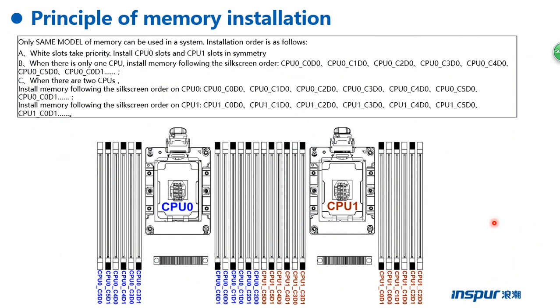This page shows the installation principle of the memory. We need to follow the installation principle. For example, if we have configured two CPUs and two memories, we need to install memory on the CPU 0, the channel 0 and DIMM 0. And also we need to install the other memory on the CPU 1, the channel 0 and the DIMM 0. We must follow this principle. The details we can see in this sentence.